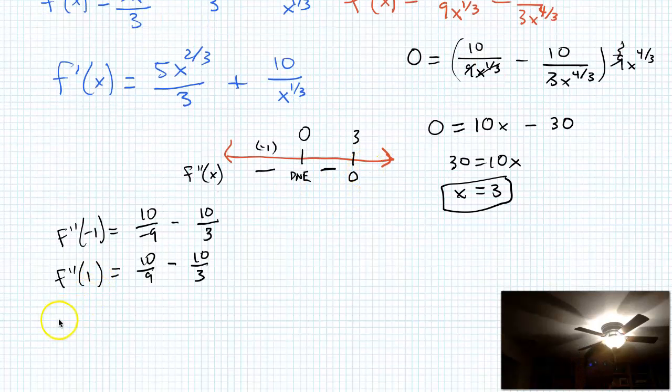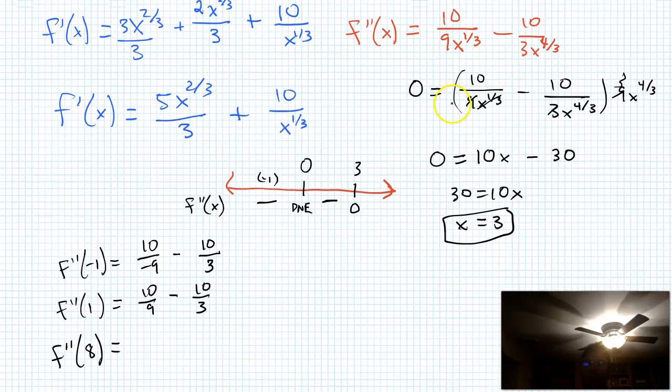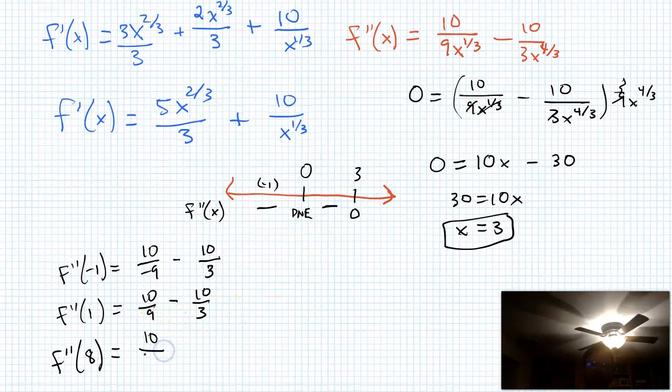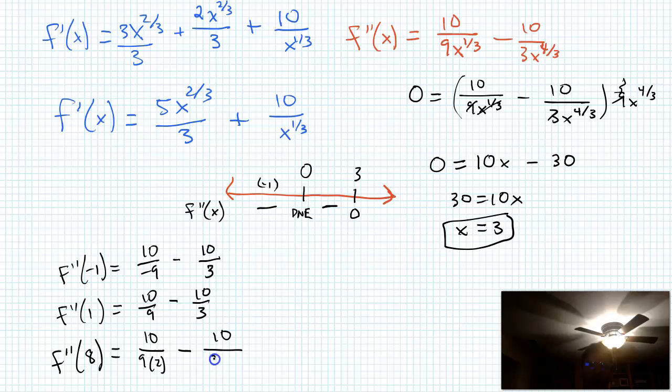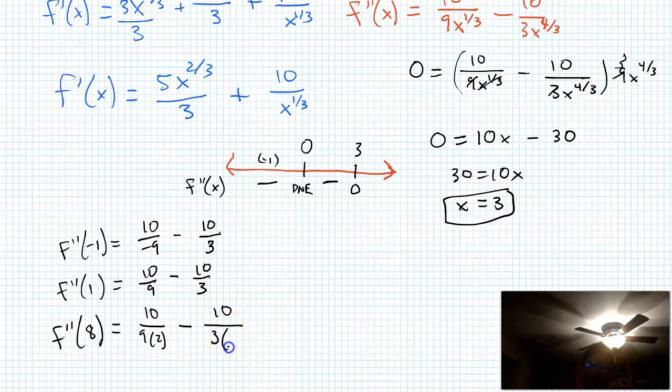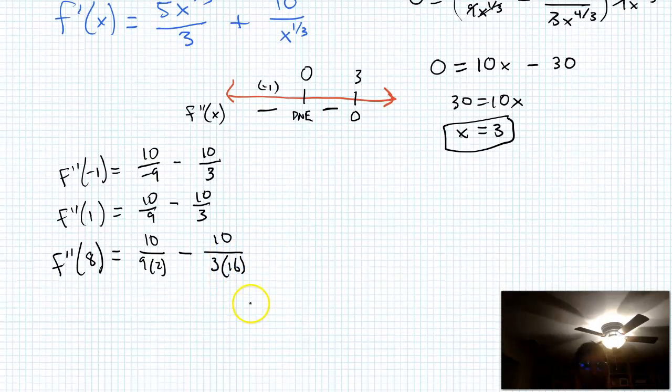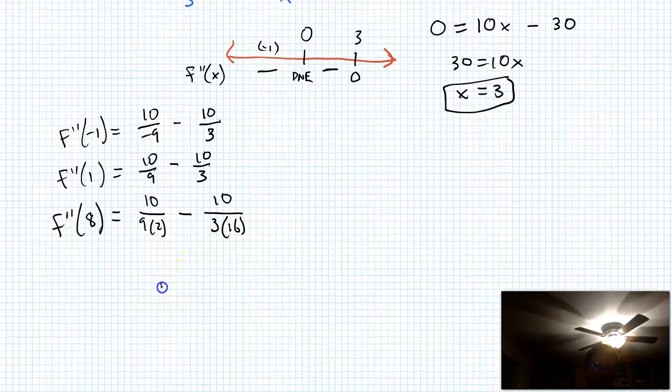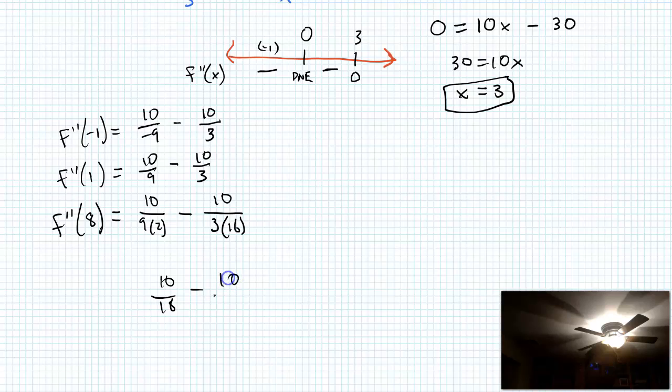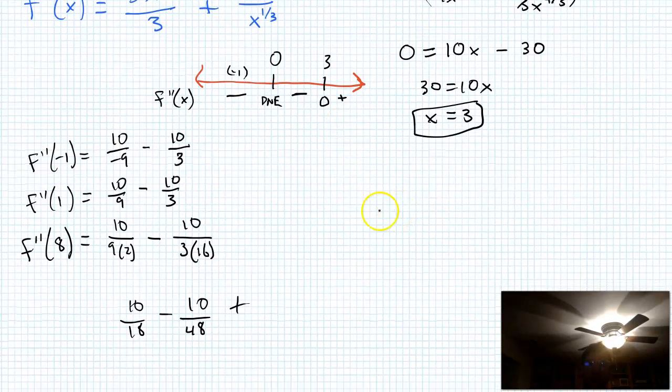Let's try a value to the right of 3. Because we've got all these 1/3 powers, I'm going to choose 8, which is my next perfect cube. So that'll give me 10 over 9 times 2, or 10/18, minus 10 over 3 times 2 to the 4th, which will be 16. So look, you can see 10/18 minus 10 smaller pieces. What is that going to give me? 32/48. So this is going to be positive. Yay, I found an inflection point. Yay, this has some positive concavity.